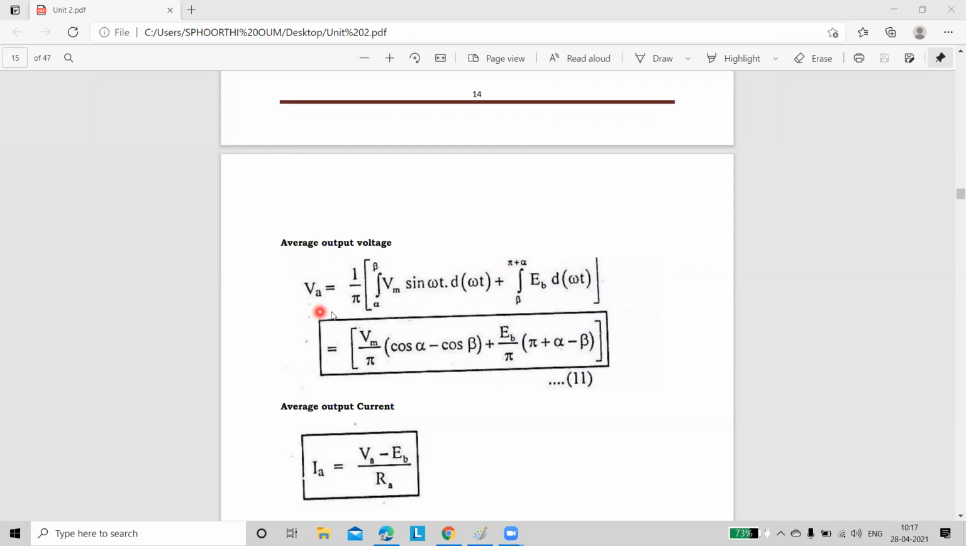Whereas the average output voltage V0 or VA is equal to, you have to consider the time period over which a particular waveform is repeated a number of times. You have to calculate that once. Whenever a particular waveform consisting of a sinusoidal and a constant waveform is repeated a number of times, the corresponding time period is pi. That's why we are writing 1 by pi. Is there any doubt?